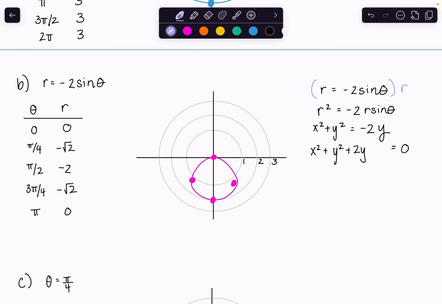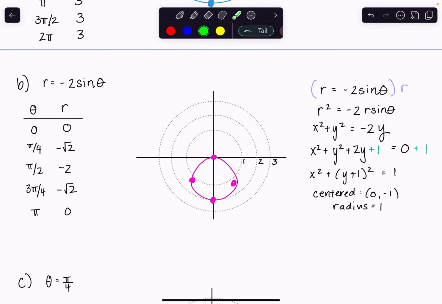And then I want to be able to factor this. So if you remember going through and completing the square, I would need a 1 here to make that y plus 1 squared. And this is fantastic because this is a circle. It's centered at 0, -1. And our radius is 1. And that's exactly what we have. Centered at 0, -1. So again, didn't draw this super nice to scale. That's okay. But then we have a circle of radius 1.